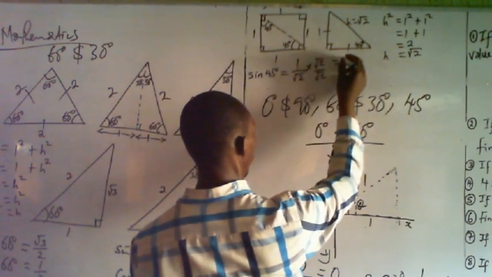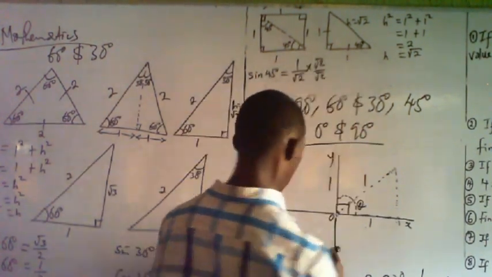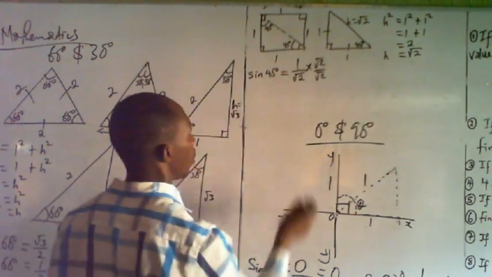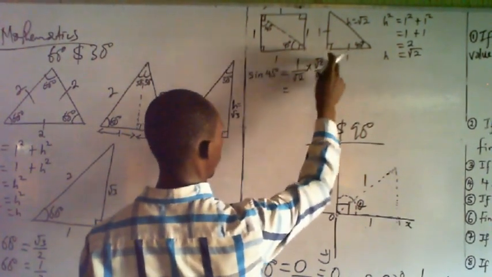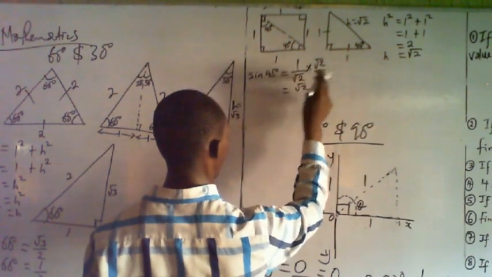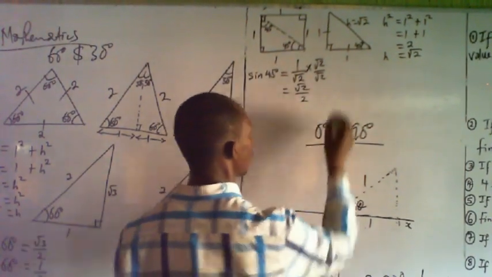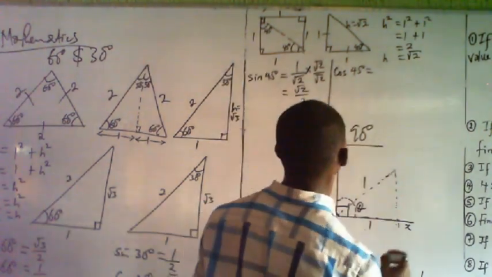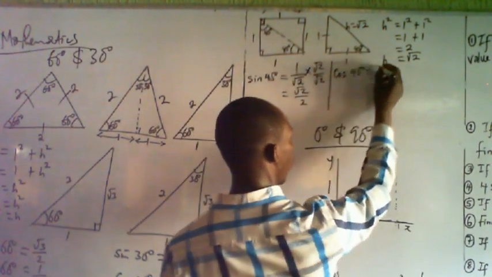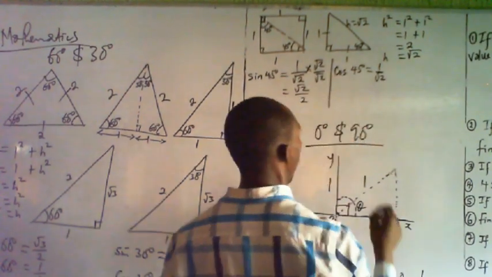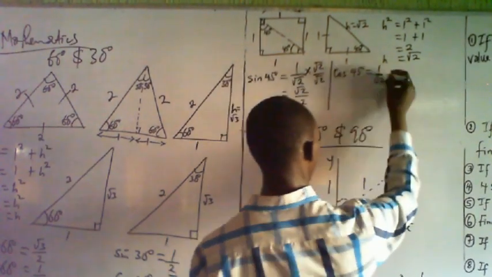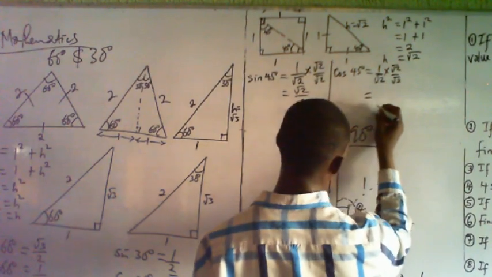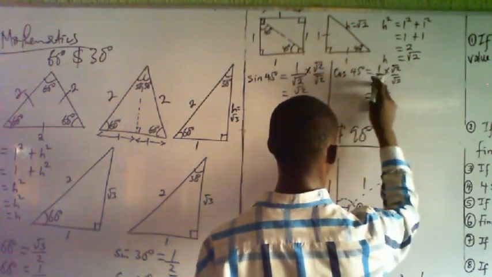1 times root 2 will give us root 2. Root 2 times root 2 is 2. Keep this aside. Cosine. Cos 45 degrees gives us adjacent over hypotenuse, 1 over root 2. And just like we had here, multiply by root 2 over root 2. This would give us 1 times root 2, root 2 times root 2, 2.